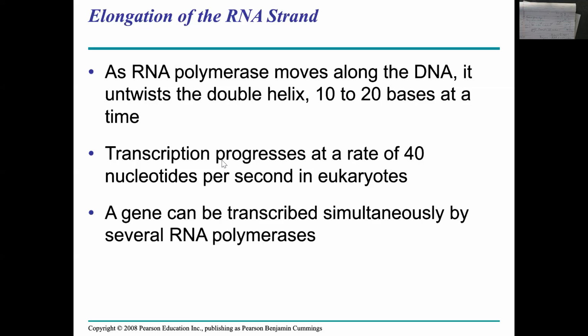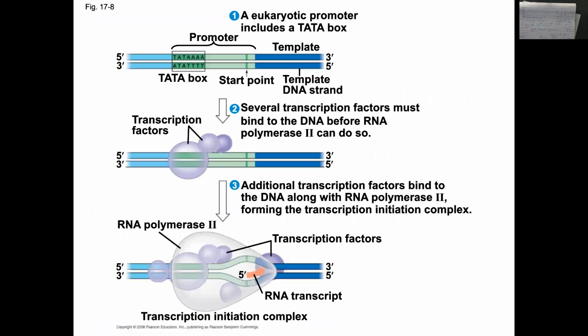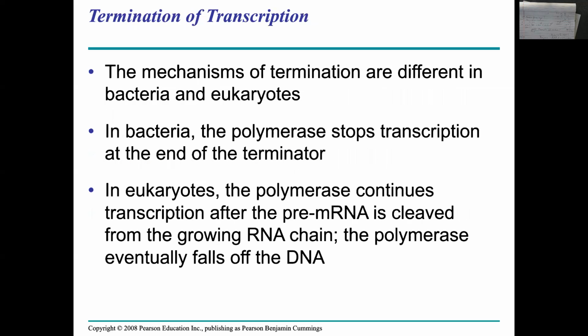Transcription progresses at a rate of 40 nucleotides per second in eukaryotes, and the gene can be transcribed simultaneously by several RNA polymerases. I would have added another picture to this, but I didn't have time. I can make that point better later. But just imagine a bunch of boxcars on a railway. If each of those boxcars were an RNA polymerase, and out of each of those boxcars you had a growing strand of whatever, a chain or a rope.